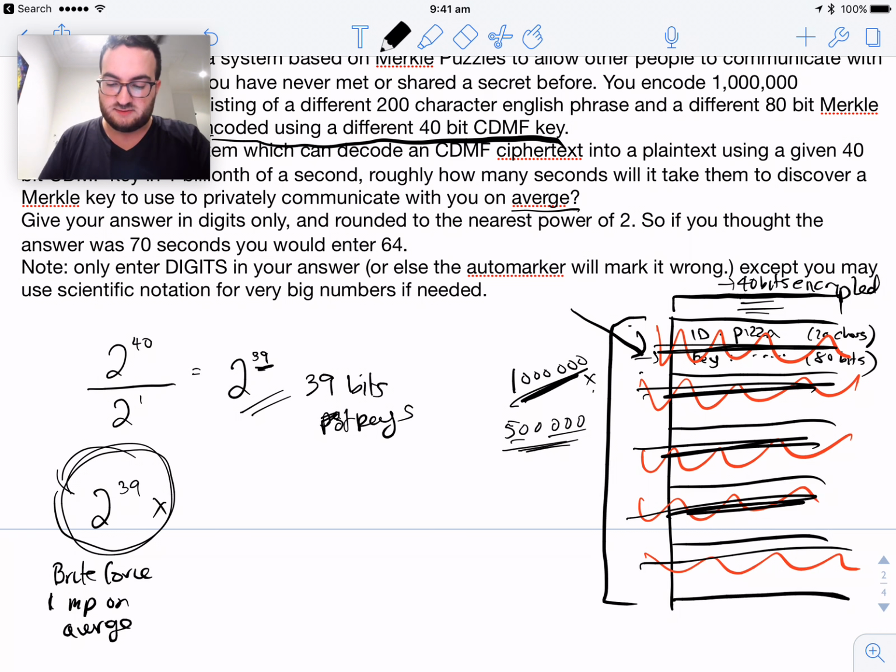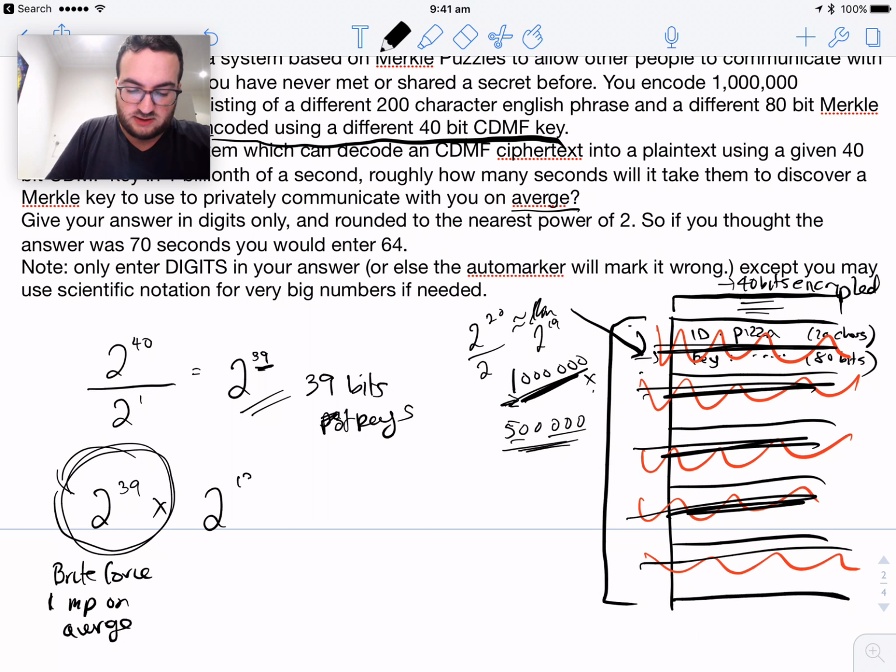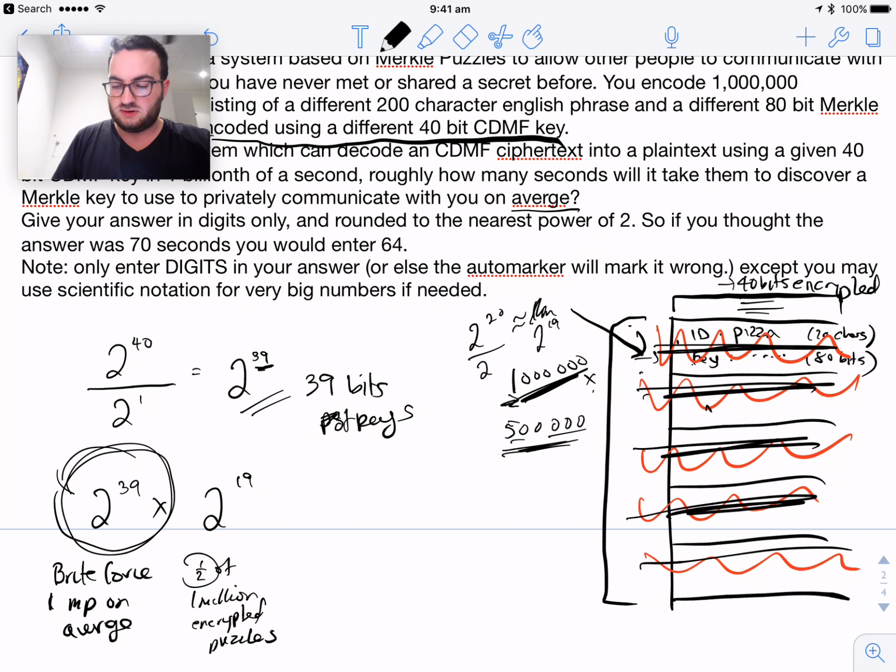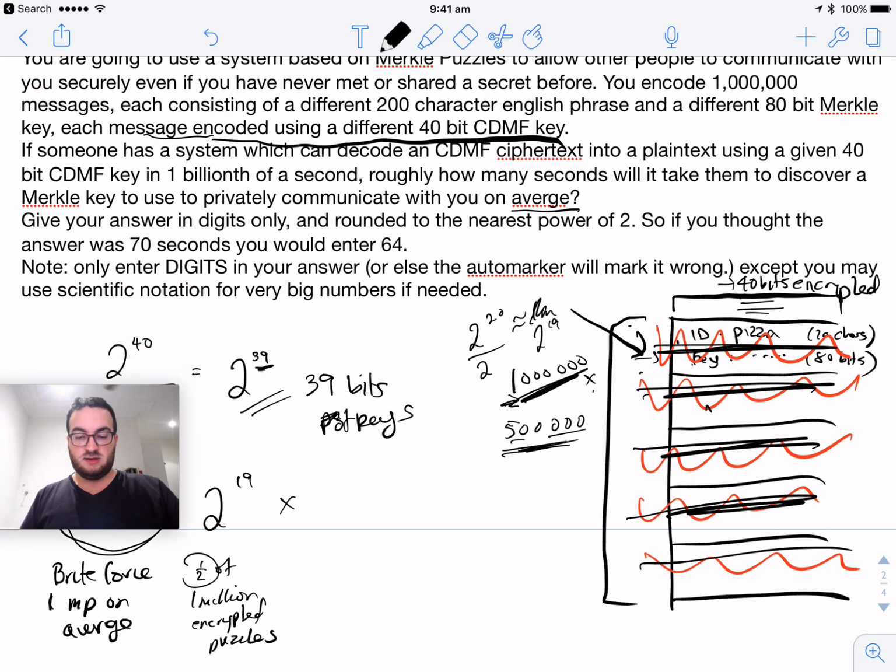So let me do that. I know I want to write this as a power of 2. So what's a million as a power of 2? Well, we know that 2 to the 20 is approximately equal to 1 million. So half of 2 to the 20 is 2 to the 19, which is half of 1 million encrypted puzzles. And of course, I'm only having to search half of them because on average, I'm going to find it halfway through. So that's that. I'm going to brute force one, and I'm going to have to do that. Cool.